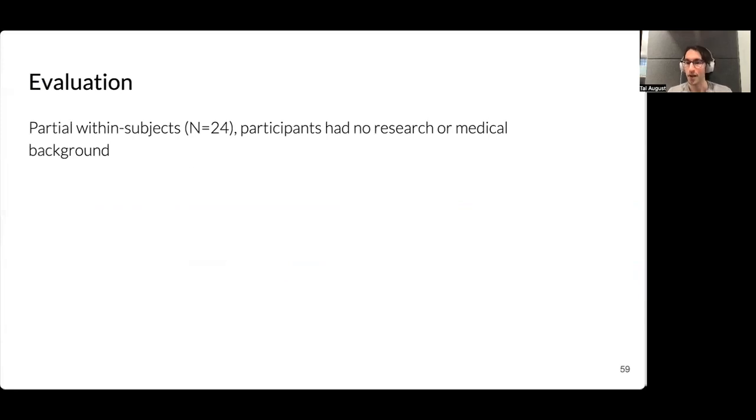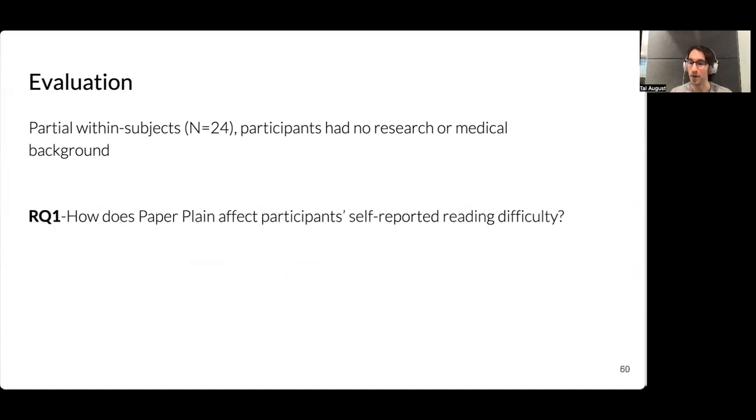So we then evaluated PaperPlain in a 24-participant within-participants usability study, and participants were again recruited off of Upwork, and they had no medical or research experience. And I'll cover two of the research questions we had for the study here. The first was, how does PaperPlain affect participants' self-reported reading difficulty? And the second was, how do participants use PaperPlain's features?